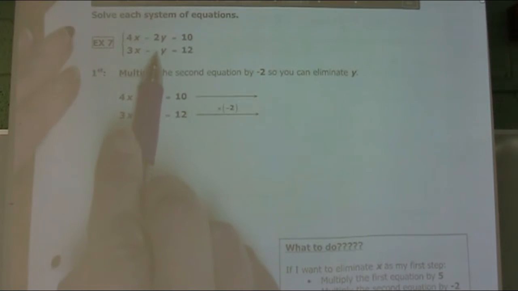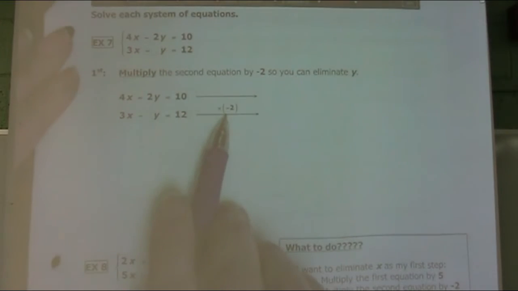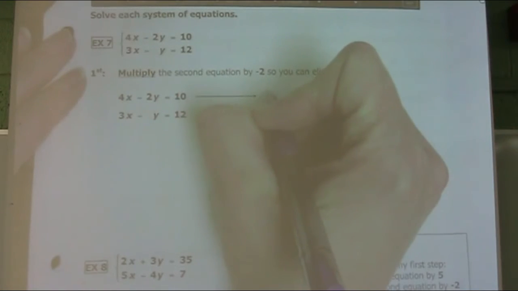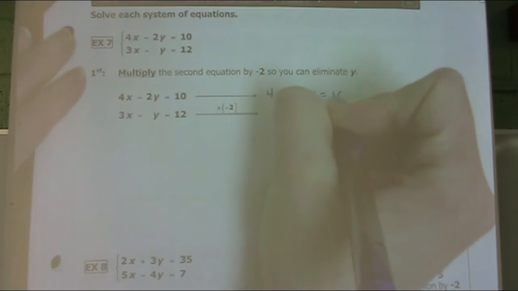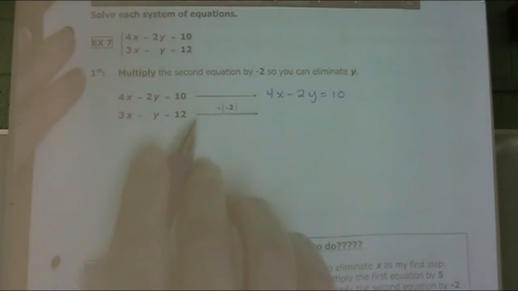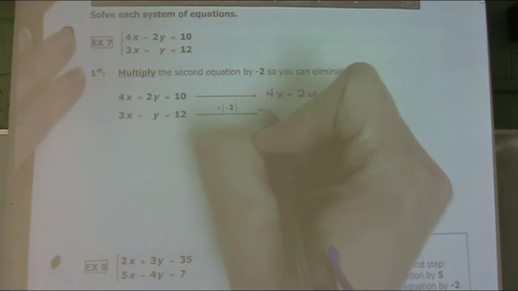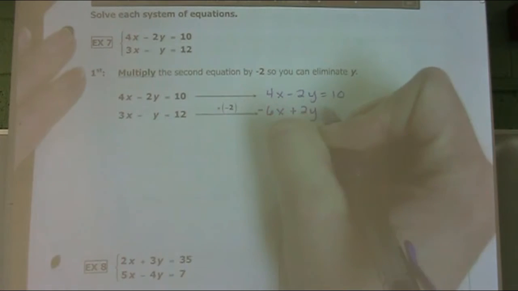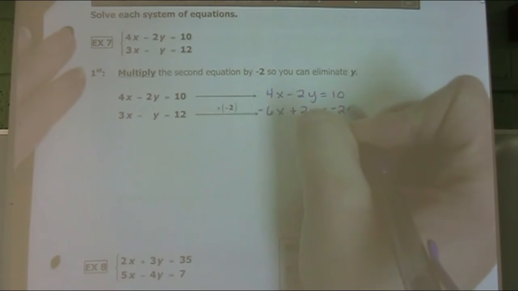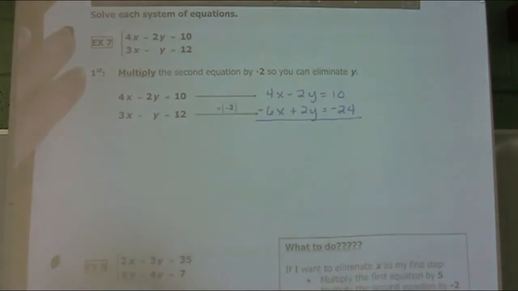Now, if this happened to be a positive 2y, then the y's would eliminate. I can make this a positive 2y by multiplying this second equation by -2. So that's what I'm going to choose to do. My first equation is going to stay the same: 4x minus 2y equals 10. And my second equation, I'm going to multiply it by -2. So I have -6x, positive 2y, and -24.